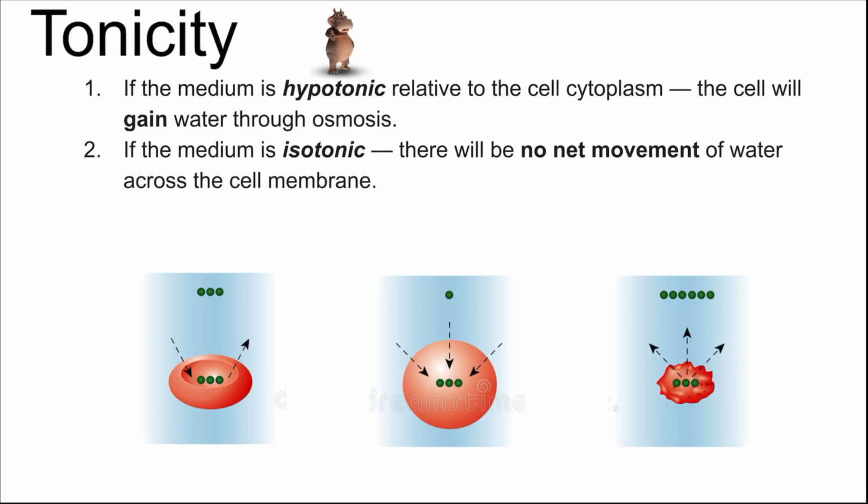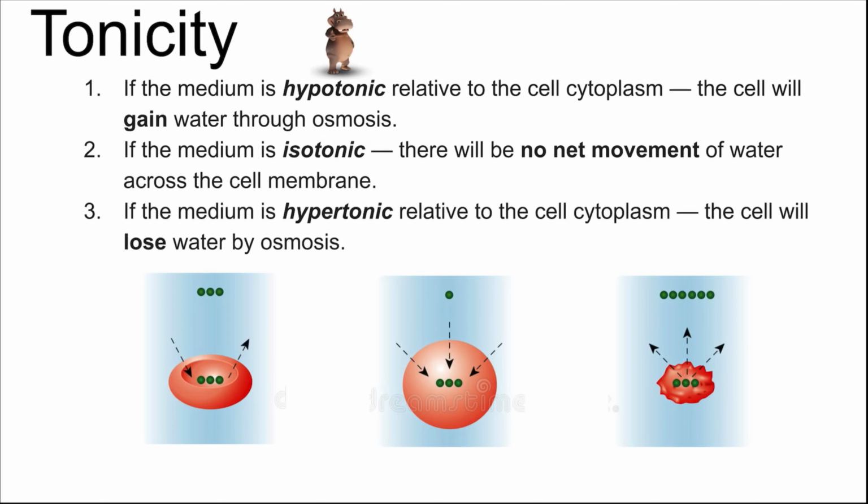If a solution is isotonic, there's no net movement of water molecules. That's because the concentration inside the cell matches that outside. If a solution is hypertonic relative to the cell, the cell will lose water. That's because the concentration outside the cell is higher. In order to match the concentration inside the cell, water leaves, making the intracellular concentration of molecules higher.